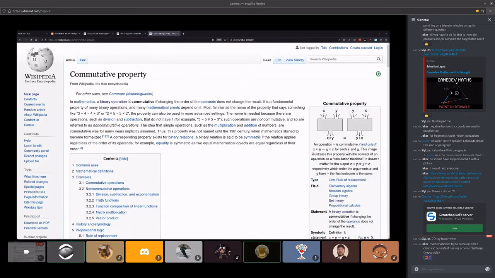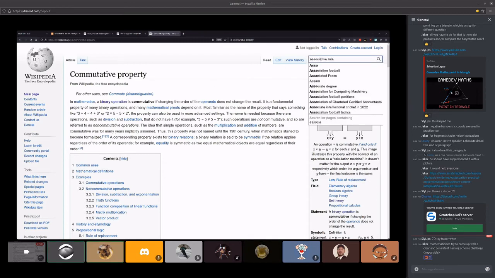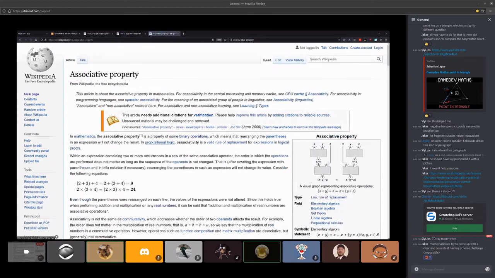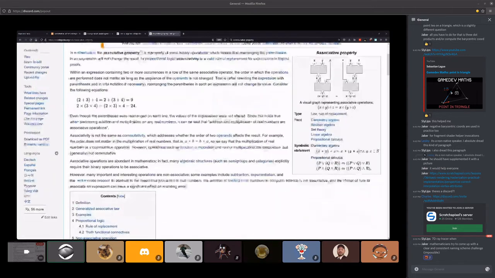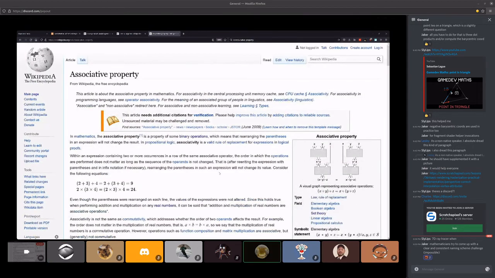So what's the associative rule? The associative rule is you can add parentheses to an arbitrary pair. That's like matrix multiplication. You can do them in any order, but you can't swap terms. So matrix math has the associative property, but not the commutative property. That's good to know.